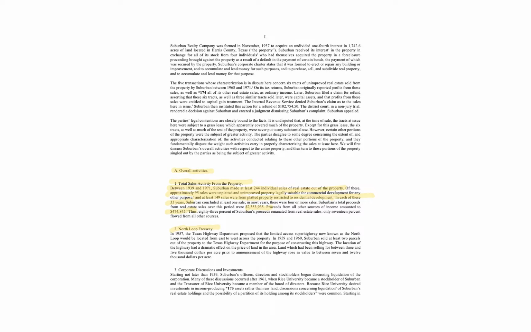North Loop, again, it's looking at the duration, the number of parcels, all these things. 3, corporate discussion, investments. So basically the idea is that a corporation was created. We're involving Rice University, for anyone out there that's at Rice. All right, let's continue on.